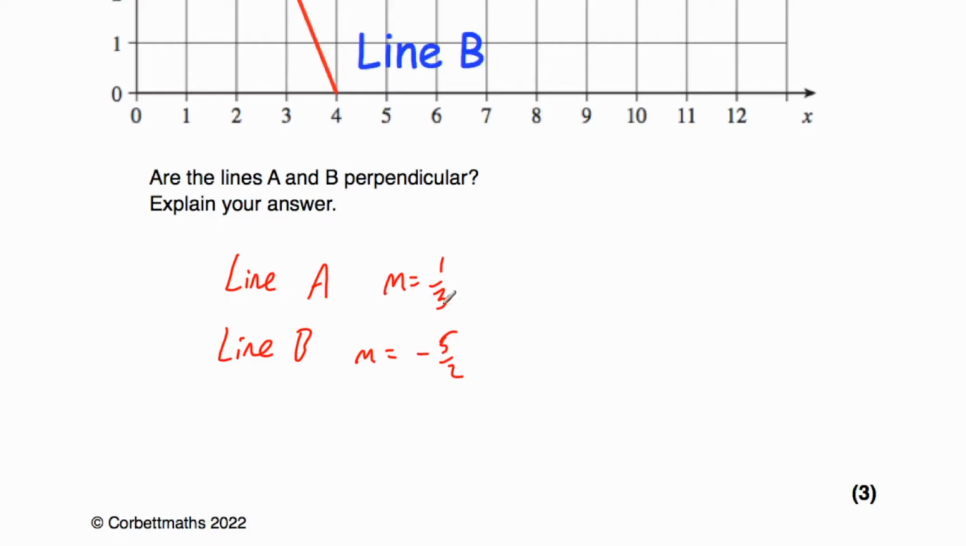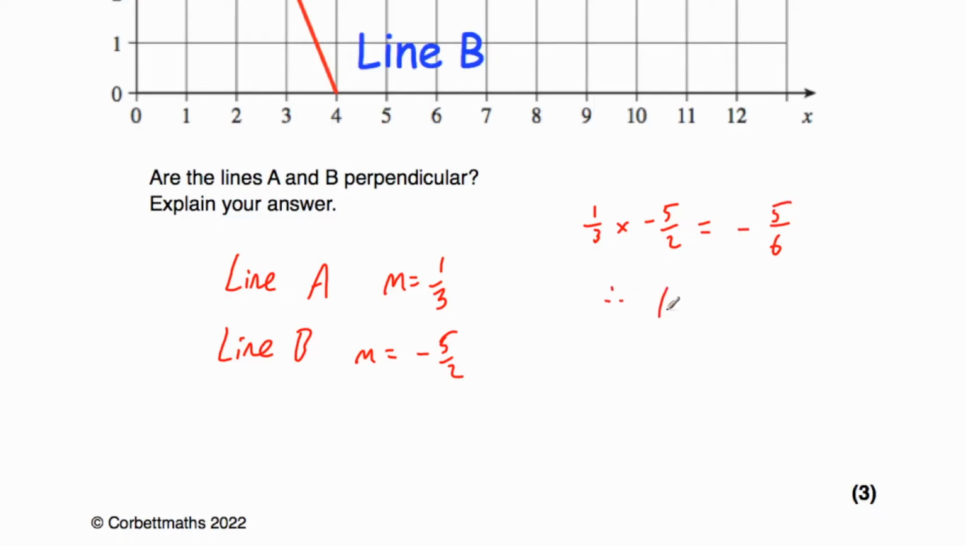Another way we can show it is if two lines are perpendicular, the gradients will multiply together to be -1. So I'm just going to multiply these together and show that they don't equal -1. So a third multiplied by -5 over 2. And remember, positive times a negative is a negative. So so far so good. If we want it to be perpendicular, it has to be -1. That's a negative, that's a positive, that's a good sign. Then let's multiply the numerators together and the denominators together. 1 times 5 is equal to 5, and the denominator is 3 times 2, which is equal to 6. And 5 over 6 isn't equal to -1. So that's not a gradient of -1.